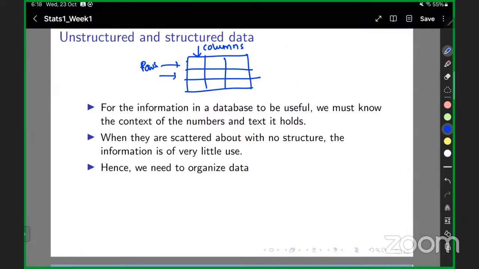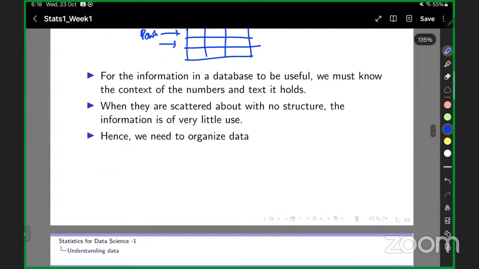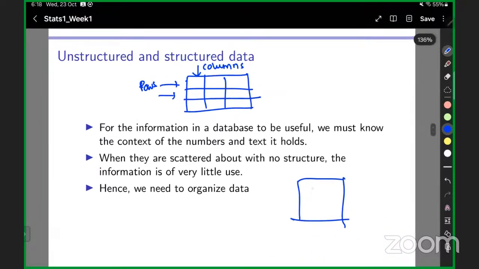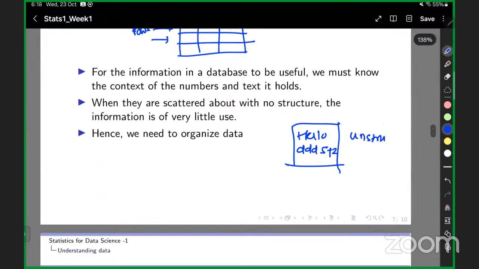In unstructured data, we can have anything, like a song, comments on social media, or textbooks. It is all data, but it is not organized. The organized data is structured, and the unorganized kind is unstructured. Anything could be written, like hello, add 5 + 2, something. Anything can be written and that could become data, but it is not structured. That is unstructured, because there is no organization in it.